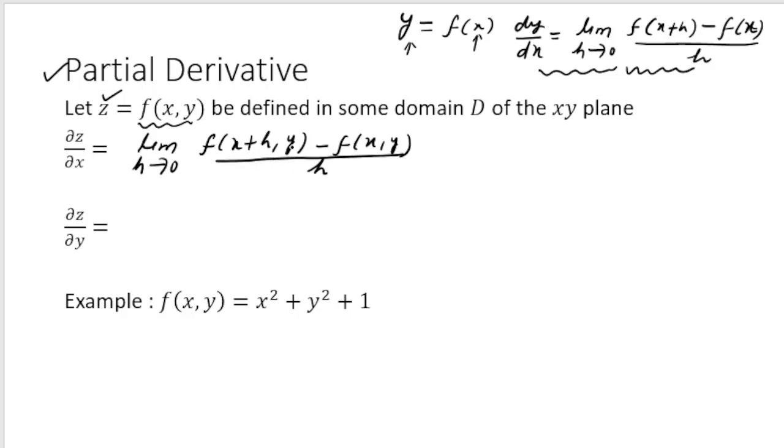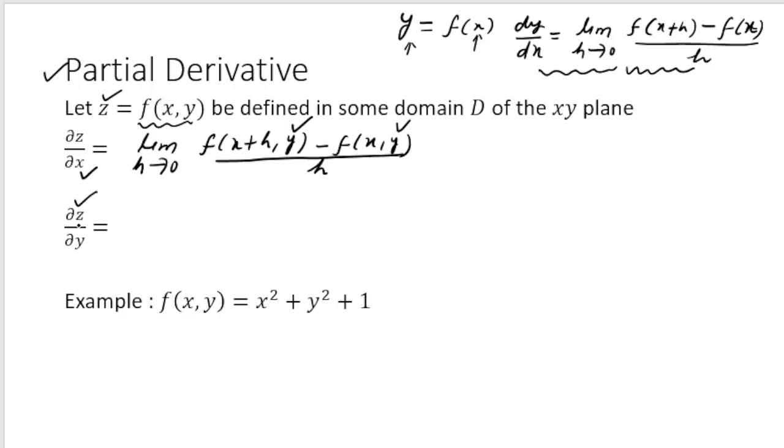Did you notice one thing, that when I am differentiating partially with respect to x, I am not changing the variable y? I am keeping the variable y as constant, and I am making a change in the variable x only. So by partial derivative, we mean that if I am differentiating the function with respect to one particular variable, which is x in this case, I am going to keep all other variables as constant, and this is the fundamental rule.